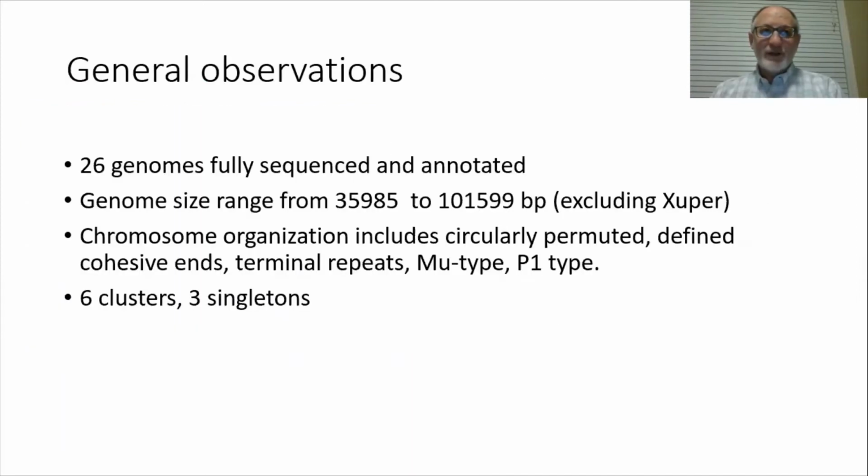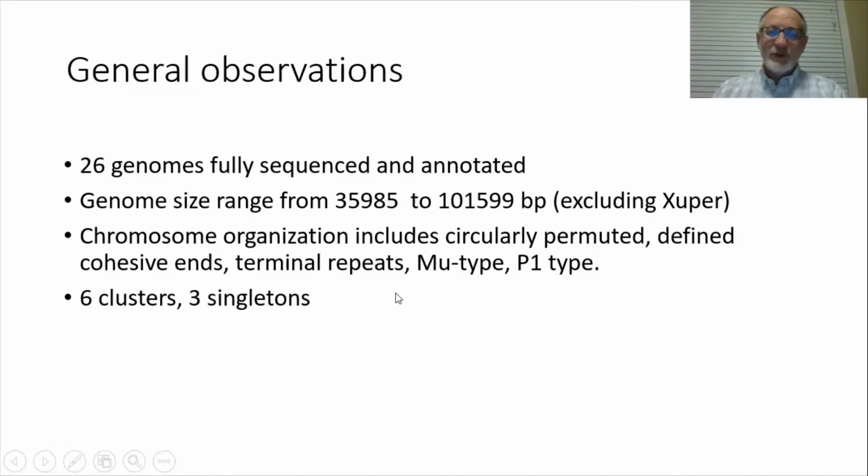The Rhodobacter bacteriophages that have been sequenced thus far are a total of 26. The genome sizes range from 36,000 to about 102,000, excluding Zuper that Rigalvi will talk about at this meeting. We see a wide variety of chromosome organization, including things that we're probably used to with the mycophages, including circularly permuted genomes or defined cohesive ends. But we also see mu-type phage and a P1 type of packaging.